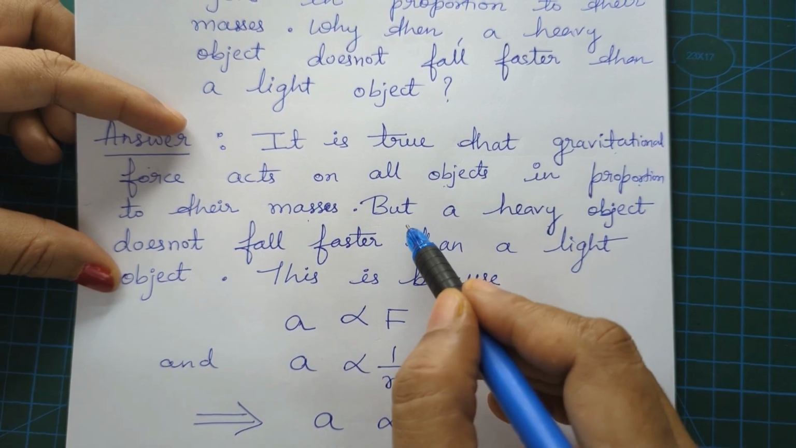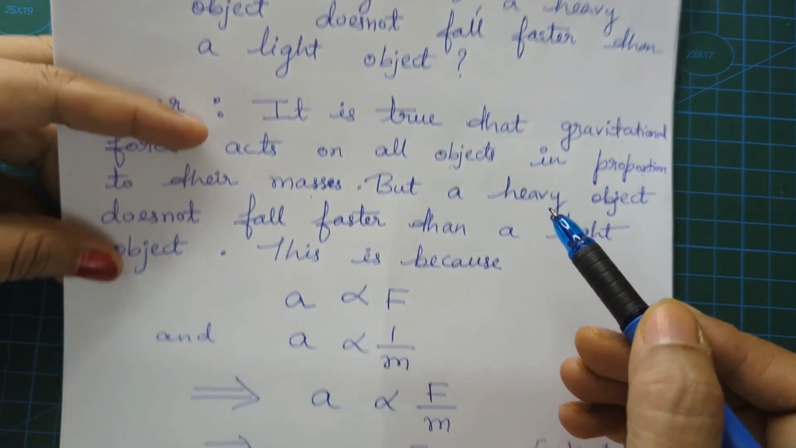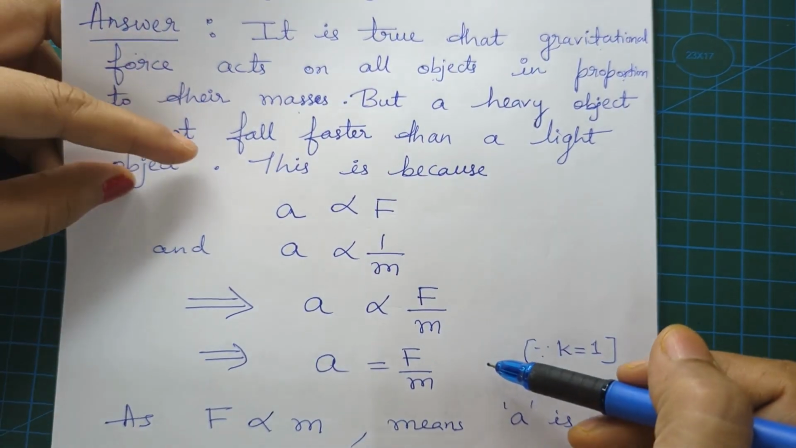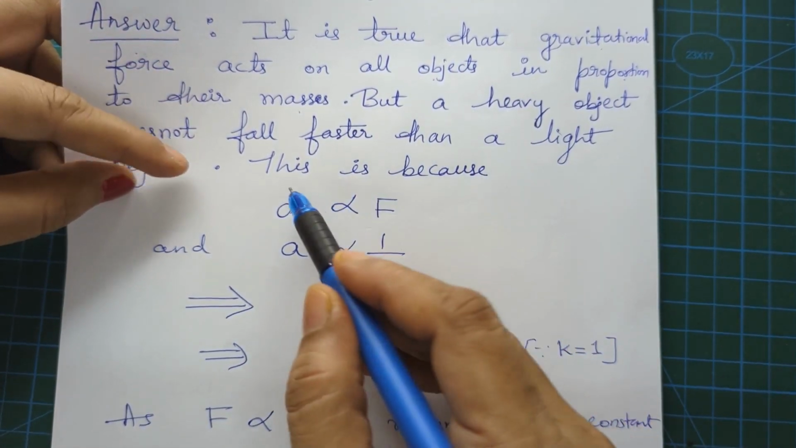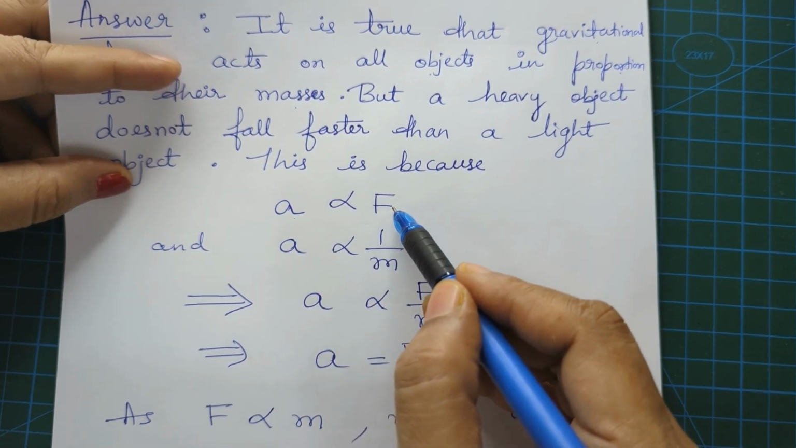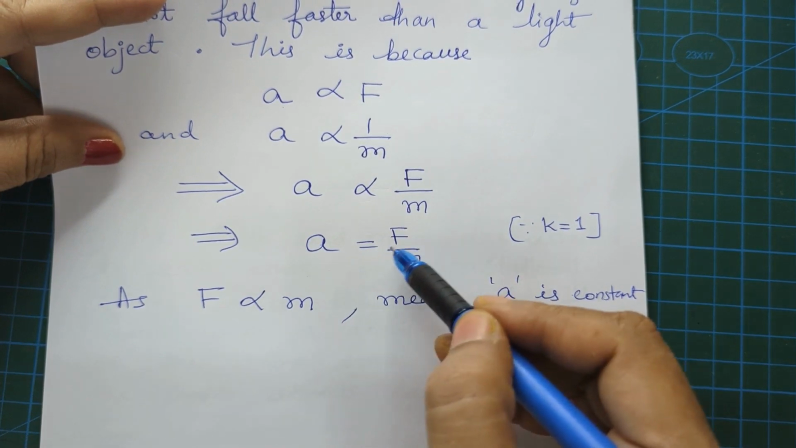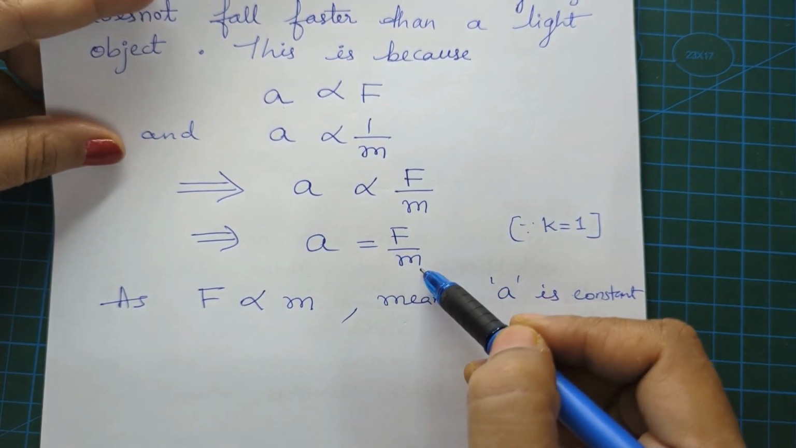So that is the answer: heavy objects don't fall faster than lighter objects, they fall together. Here I have written one more answer, in a way the same. This is because of Newton's second law: acceleration is directly proportional to force and inversely proportional to mass. So ultimately acceleration is equal to F by m.